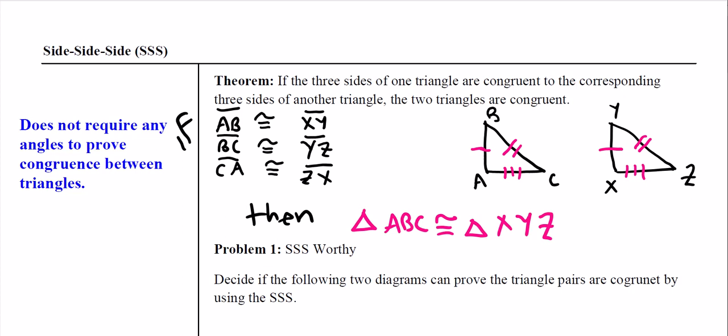And note the beauty of this if-then. So if I can get all three of these pairs to be congruent, then we can prove the triangles are congruent. So we don't even need an angle to prove congruency.